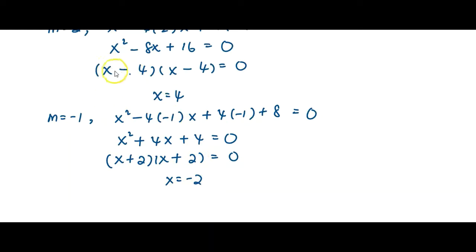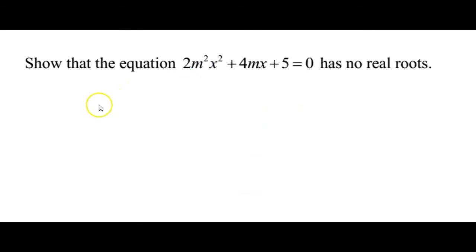Means that when m equals 2, our solution is x equals 4. When m equals -1, the solution is x equals -2. Here is another example on the quadratic equation.